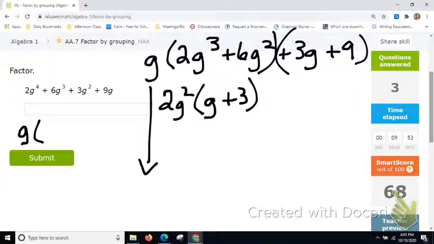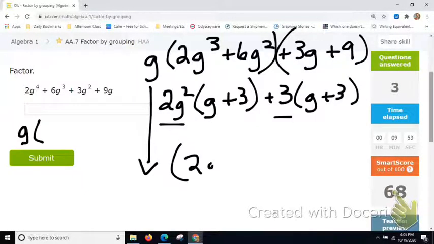I look at the last two. What do they have in common? Oh, they have a 3 in common. Divide those both by 3, g plus 3. So then what's here on the outside gets grouped together. 2g to the second plus 3.